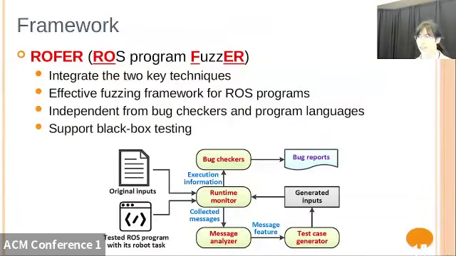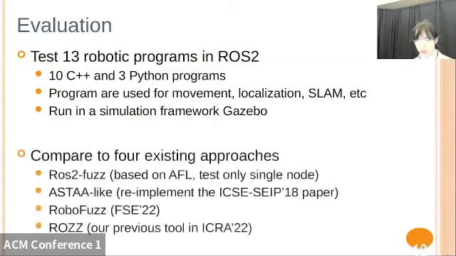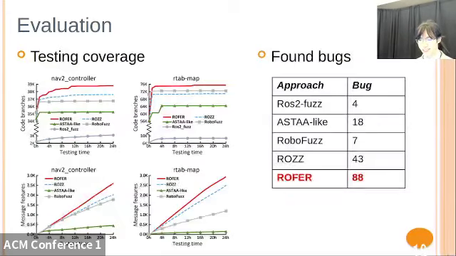Based on the two techniques, we designed Rover, which is an effective fuzzing framework for ROS programs. It is independent from bug checkers and program languages and can support black box testing. In our evaluation, we use Rover to test 13 robotic programs in ROS2, including 10 C++ and 3 Python programs. We also compare Rover to existing approaches.